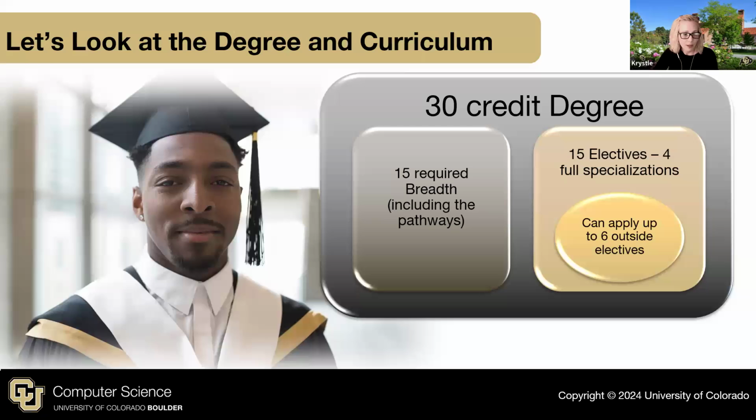You can apply up to 6 outside electives credits from any of our CU on Coursera degree programs. But you must earn at least a B in each breadth course and a C in every elective course to maintain that 3.0 or better GPA.